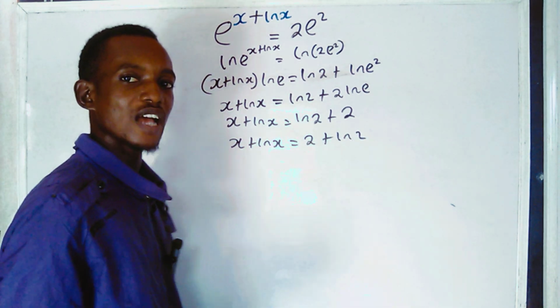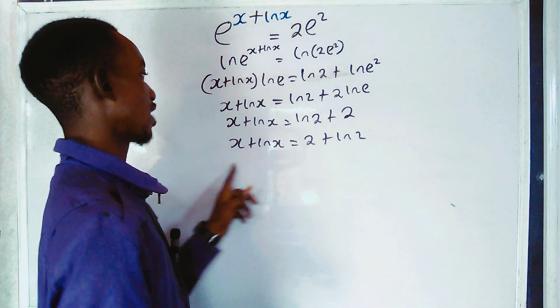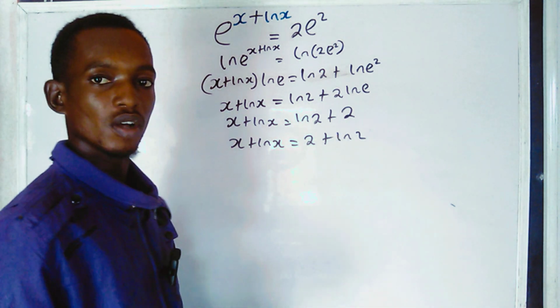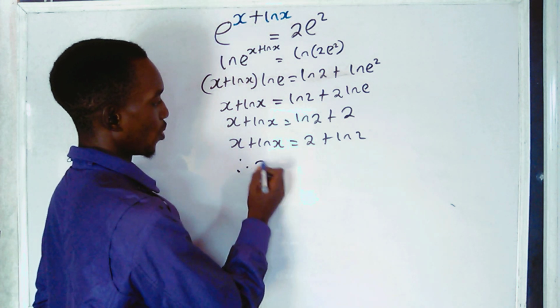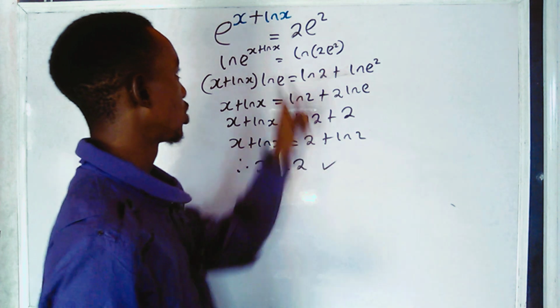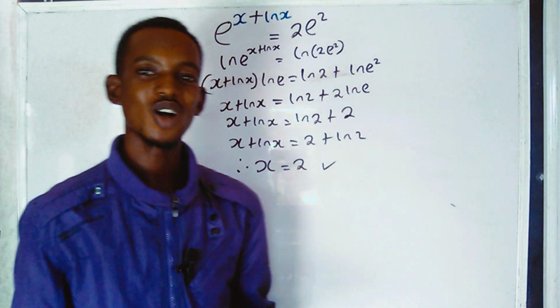You can say that the left hand side and the right hand side of our equation looks exactly the same. x, 2, ln x, ln 2. So therefore, from direct comparison, therefore x equals what? 2. As simple as that. Substitute 2 into this, you're going to get 2e squared. Very simple. It is not hard.